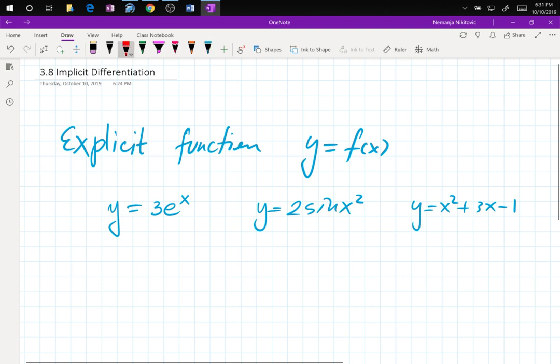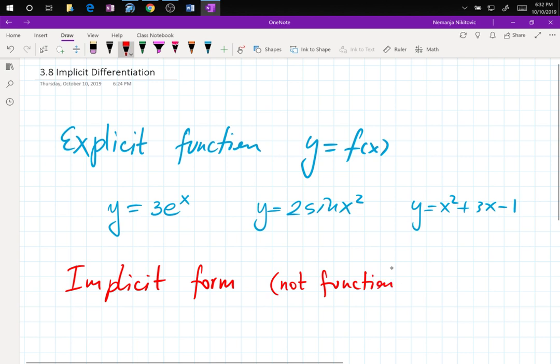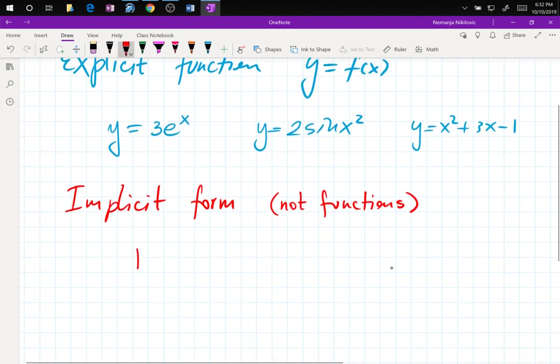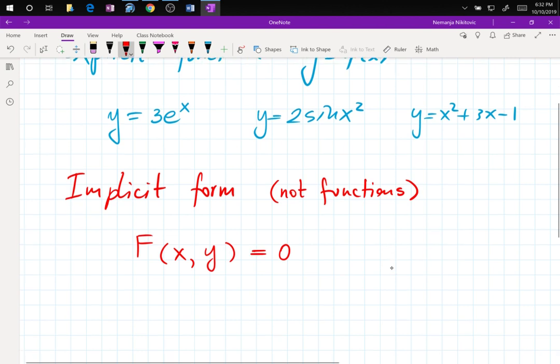Now we are getting into what we would call an implicit form. And these are generally not functions. And you get to recognize them because you will not be able to make it so it's y equals everything else. So implicit form is of the form f of x and y equal to 0. Now this notation doesn't mean a lot to you until we come up with some examples.